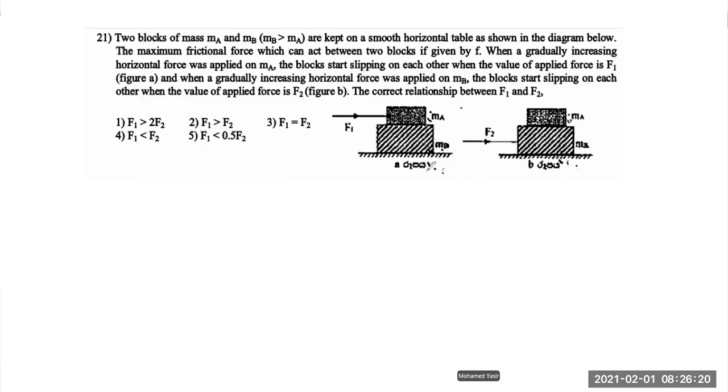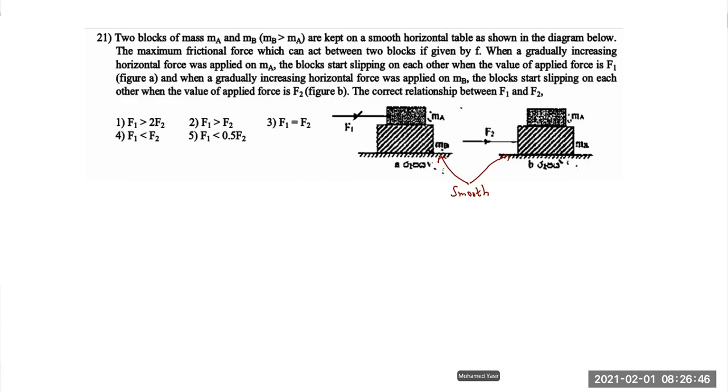The important thing in this question is the table or the surface on which the blocks are kept. That surface is smooth, but between the blocks there is friction. Between the blocks there is friction. So you can't mark a frictional force at the bottom. You have to make sure you understand that. Okay, fine. Now, if you analyze, this is what's going to happen.